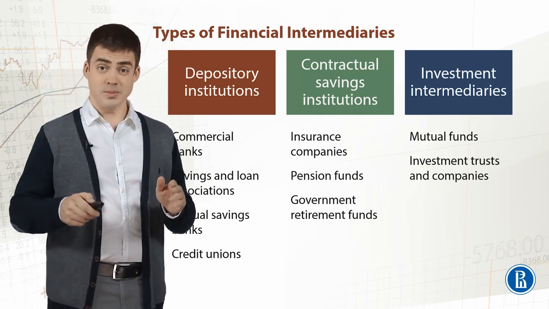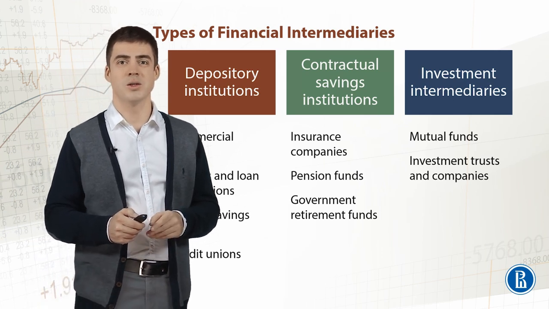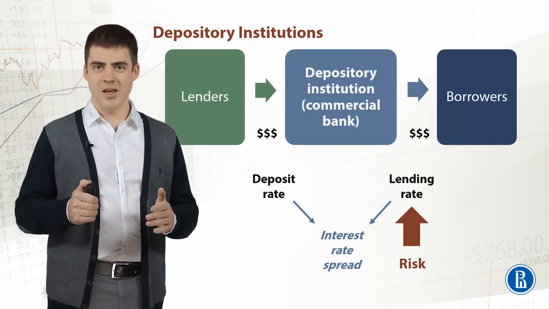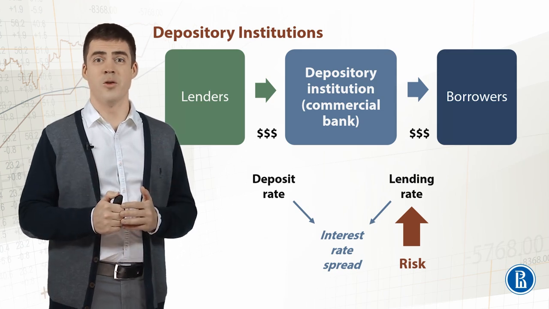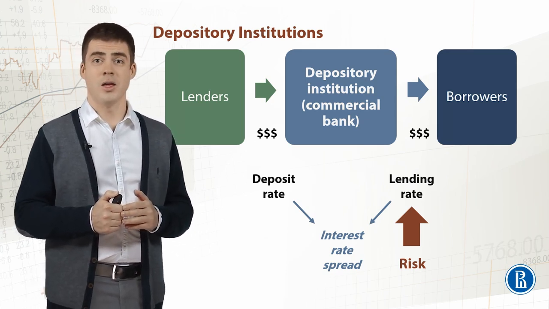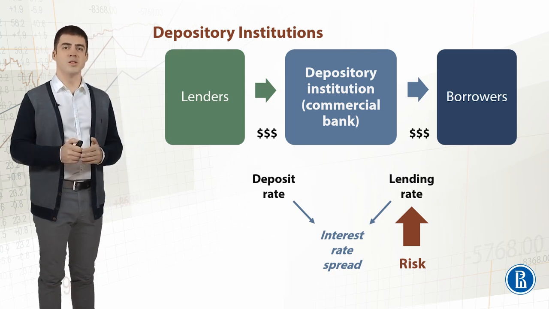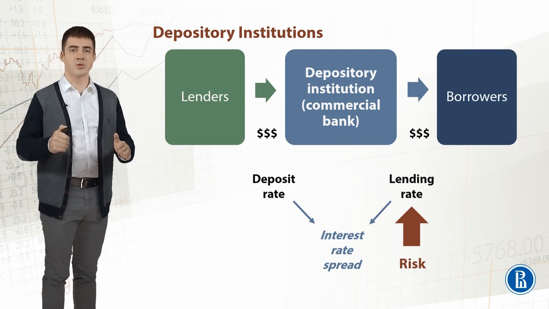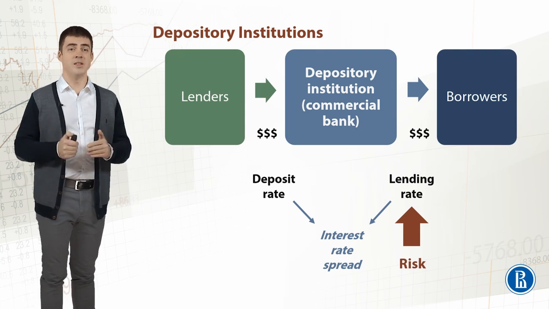Now let's figure out what makes the difference between these three groups of financial intermediaries. One of the most common types of financial intermediary is a classical commercial bank and other types of bank-like institutions as well. We must all be familiar with the way the bank operates. The primary business of a commercial bank is to attract funds as deposits at a fixed rate and then reinvest them into loans at the lending rates.